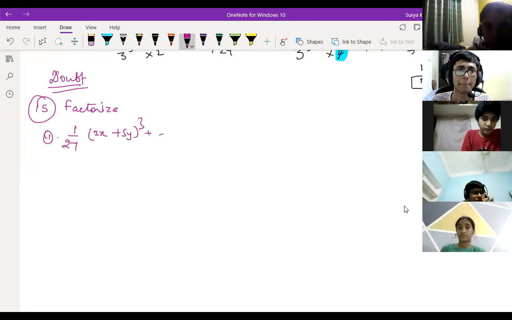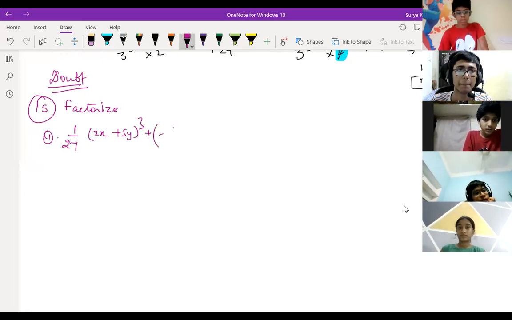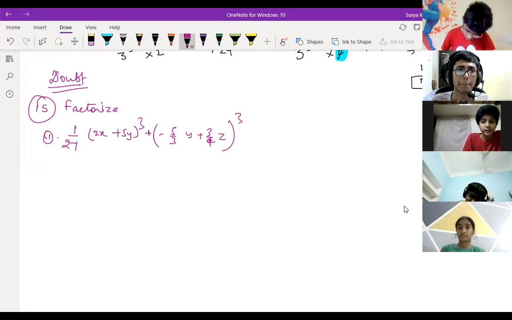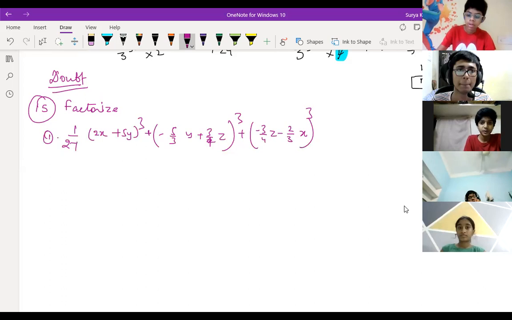See, children, just try to understand. You can do it at home also. This is a question which Nihar is having doubt about. Plus minus 3 by 4 z minus 2 by 3 x whole cube. See, a plus b whole cube you can use here, and here also a plus b whole cube. Try to solve this. Again, we'll do it, not a problem.